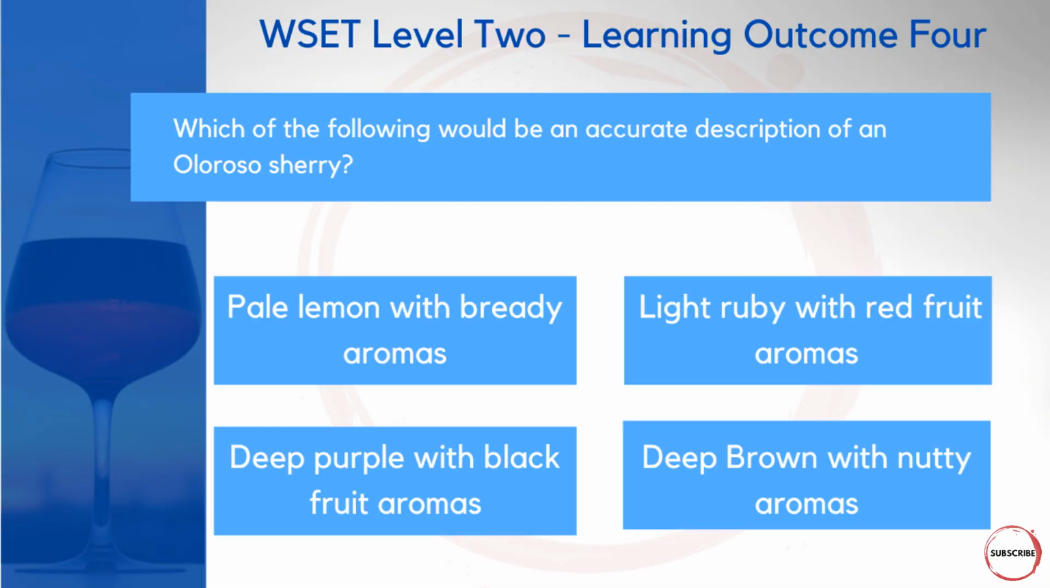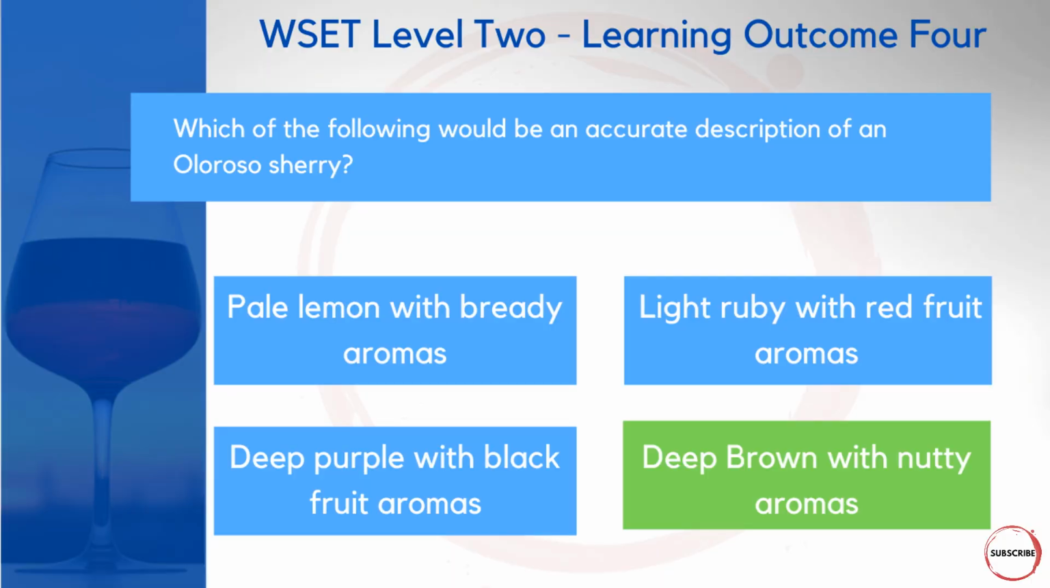And next up, we've actually got a question that's very much along those lines. So which of the following would be an accurate description of an Oloroso sherry? Would it be pale lemon with bready aromas? Would it be light ruby with red fruit aromas? Would it be deep purple with black fruit aromas? Or would it be deep brown with nutty aromas?